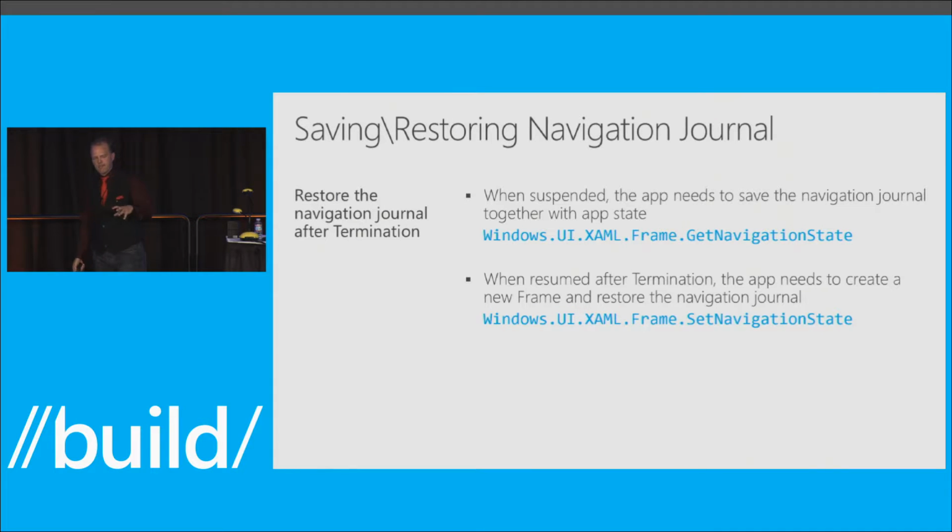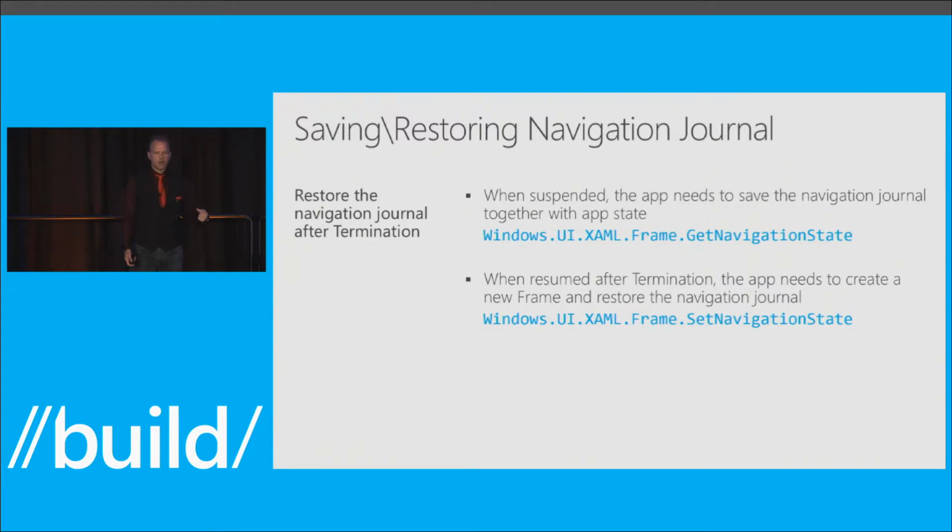When the user navigates away from your application, unfortunately, it happens, right? They use other applications than yours. Now, you need to save the navigation journal in order for the user, once they return, to come back to a situation in the application where they left off. And this is something you, as a developer, need to take care of. We don't do it in the framework for you.